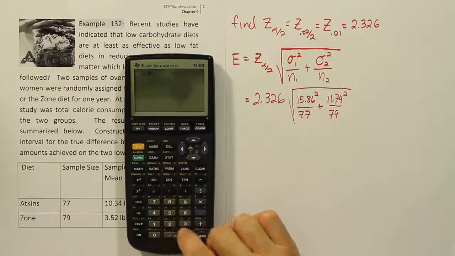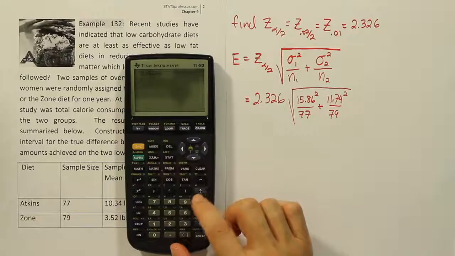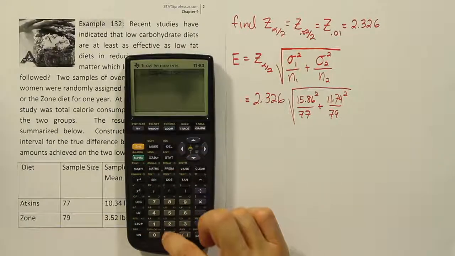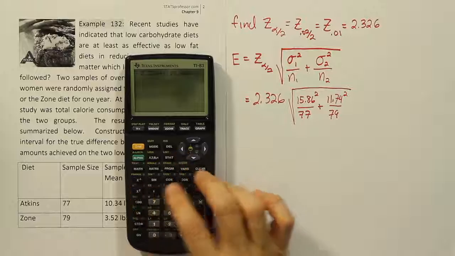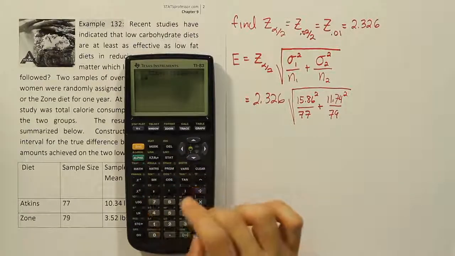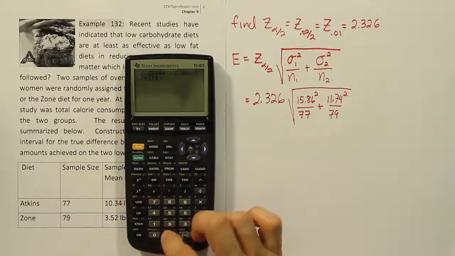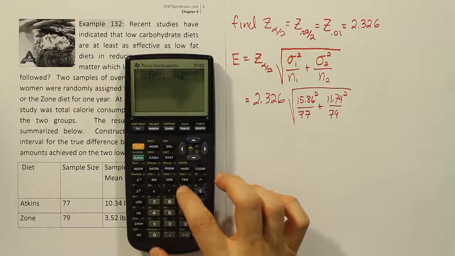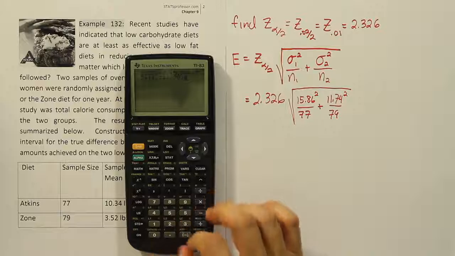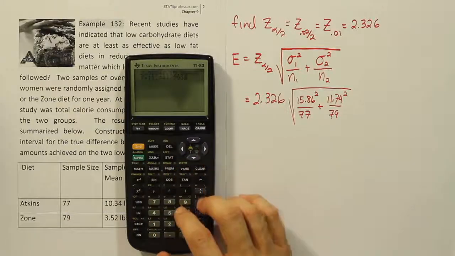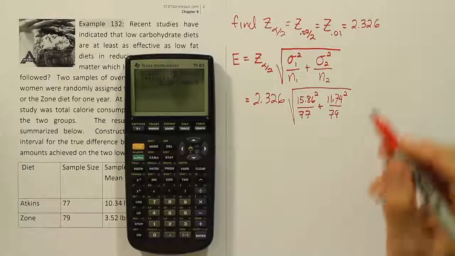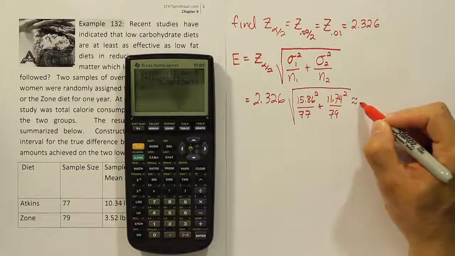So 2.326 times the square root of 15.86 squared divided by 77 plus 11.74 squared divided by 79. And again, notice I'm not putting any special parentheses here. The order of operations in the calculator will work out just fine without anything extra put on there. So I hit enter and we have 5.207 approximately.